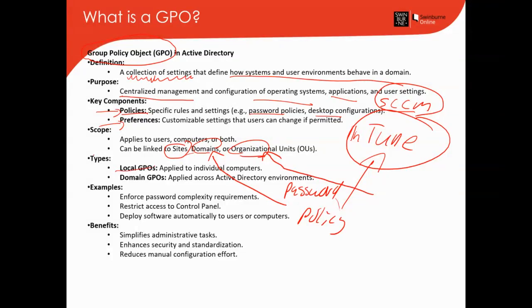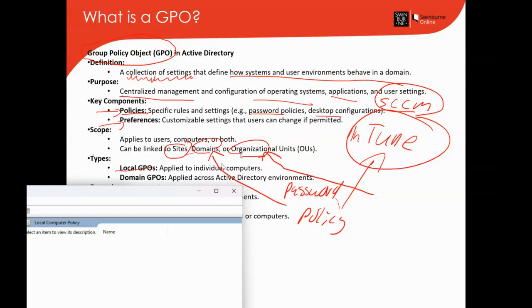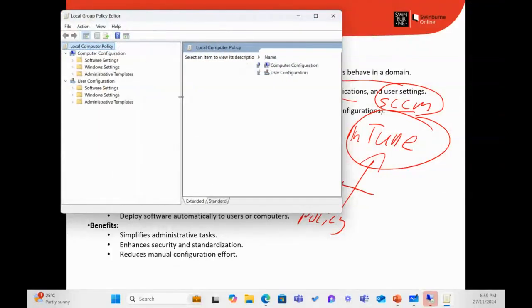Local GPOs: you can log in as an administrator, and there is a local GPO, and I'll show you now really quickly. You type edit group policy. Oh, you didn't see that, but there it is. That's my local. This is on my machine, on my Windows 11 device right here.